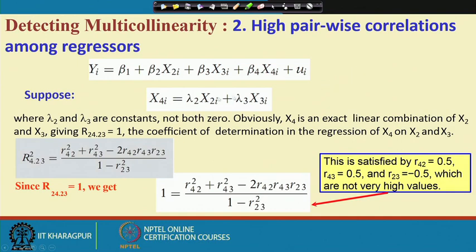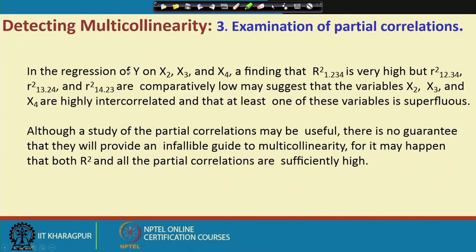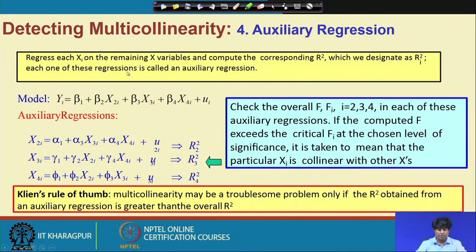So, what I have already mentioned: you can regress one independent variable on the rest of the independent variables, you can use simple correlation, you can use partial correlation. Then you can find the level of correlation. That means high pairwise correlation among the regressors will give you the multicollinearity issue. So this is what we know as partial correlation, and this is the auxiliary regression.